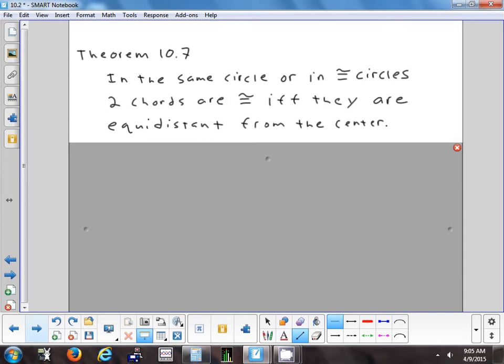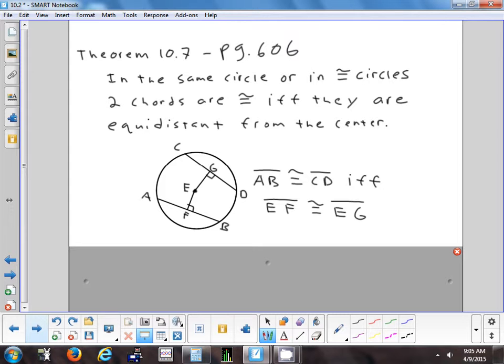All right, and our last theorem. This is on page 606. So again, if you have the same circle or two circles that are congruent, two chords will be congruent if they are equidistant from the center. So if you draw two chords in a circle and you measure how far each one of them is from the center, if they're the same distance from the center, they're congruent chords. They're the same length.